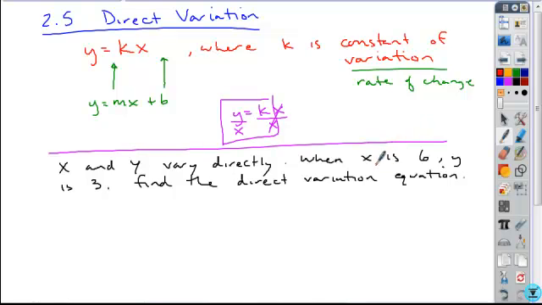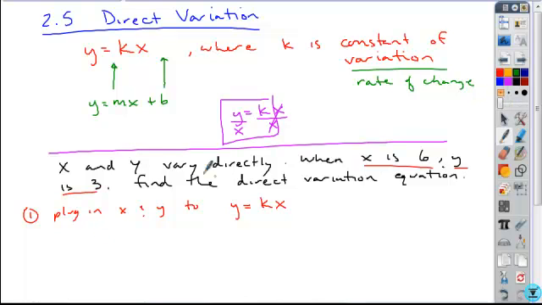It'll give you a set of values, so you can see when x is something, y is something else. That is the set of points that you're going to use to solve. And so you're either going to be asked to find the constant of variation, or the direct variation equation, or to evaluate when x is some specific number. All of them start with the same process, and the process is simply to plug in the x and y value that you're given into this direct variation equation, y equals kx.